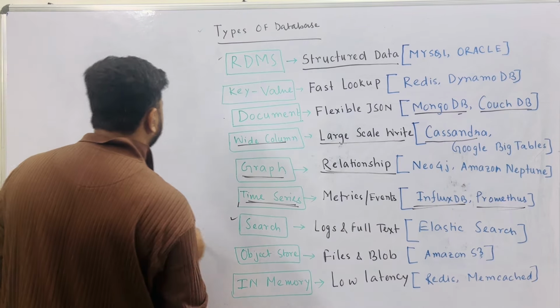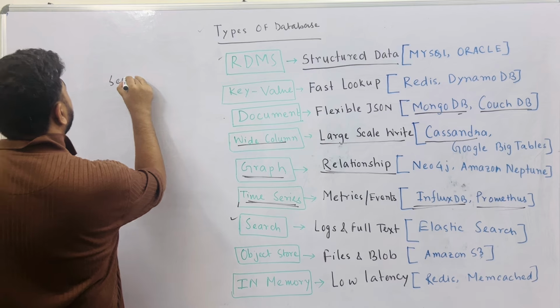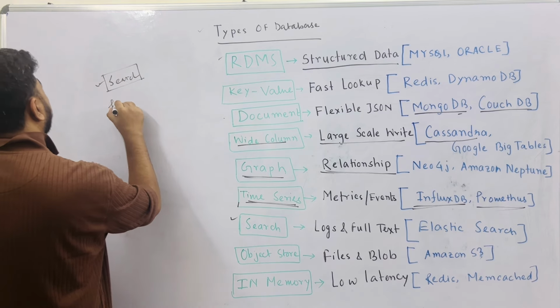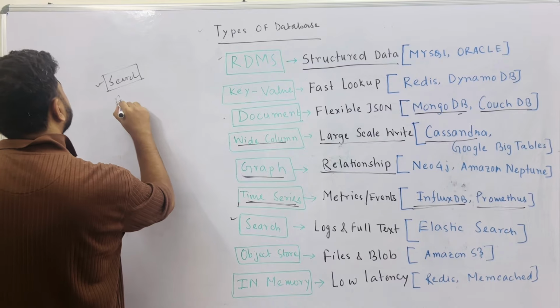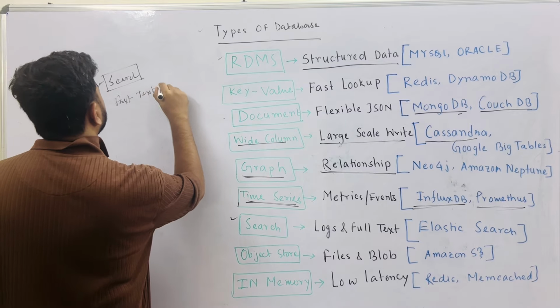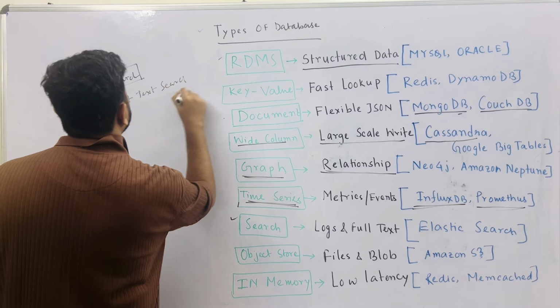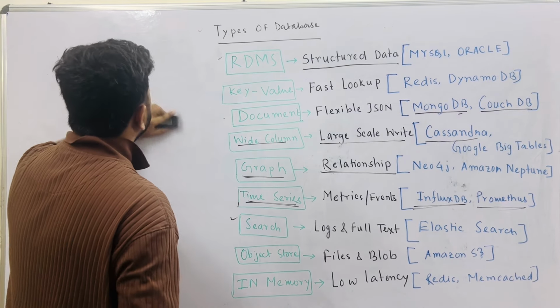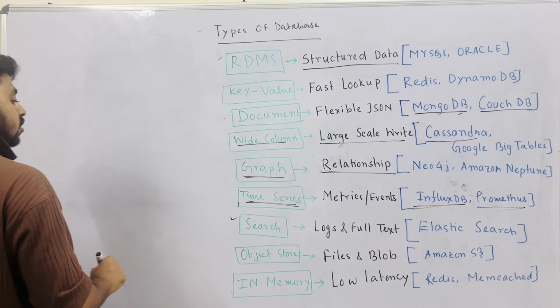Another type of database is where you need heavy, fast text search. There you have to use a search type of database. And this is mostly used in logs, what I have seen.